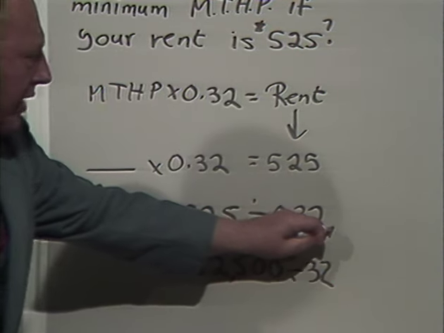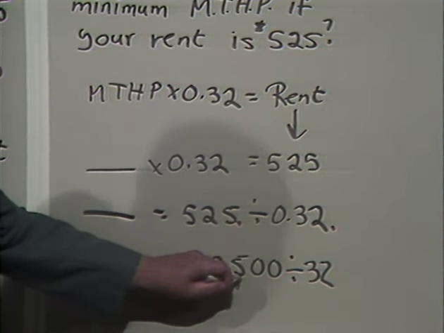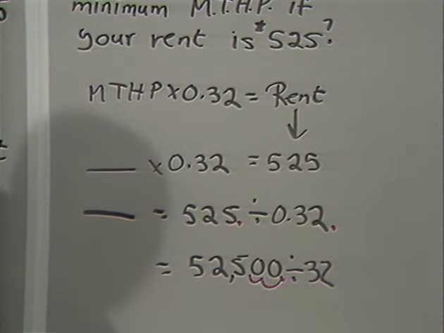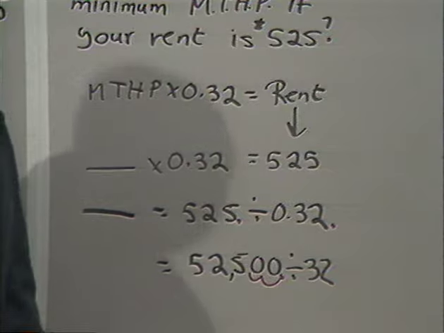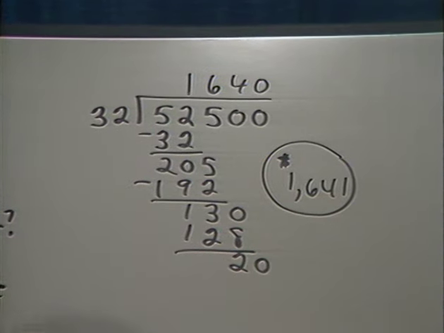To make this into a whole number, move the decimal point 2 places to the right. If you move it 2 places to the right here, you also have to move it 2 places to the right here. So we're now going to take 52,500 and divide that by 32. 32 goes into 52,500. Well, we got a couple of minutes. Let's do it.